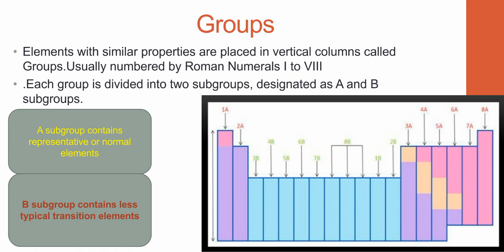तो जो A ग्रुप है वो आपके पास, जो आपको पिक्चर में भी नज़र आ रहा है, these subgroups are 1A, 2A, 3A, 4A, 5A, 6A, 7A and 8A. A subgroups जो हैं ये periodic table के right and left side पे हैं, while the B subgroups are placed in the middle of the periodic table.